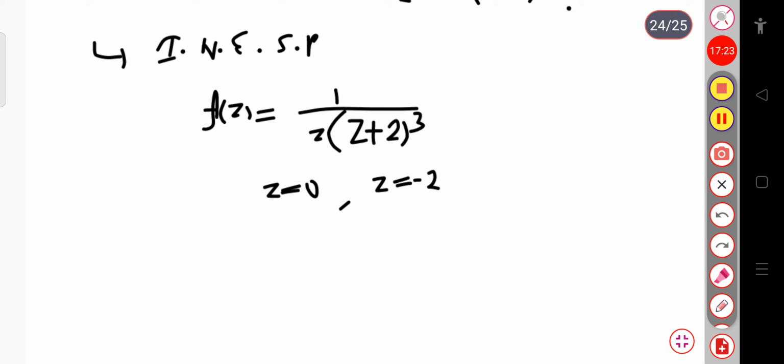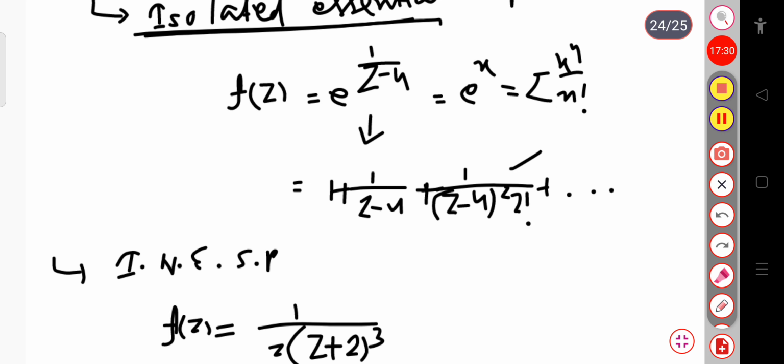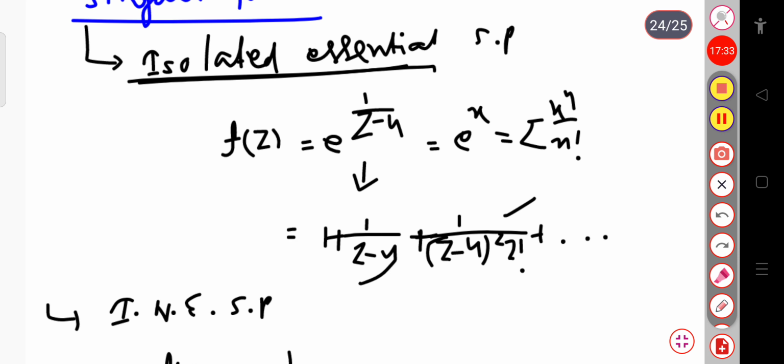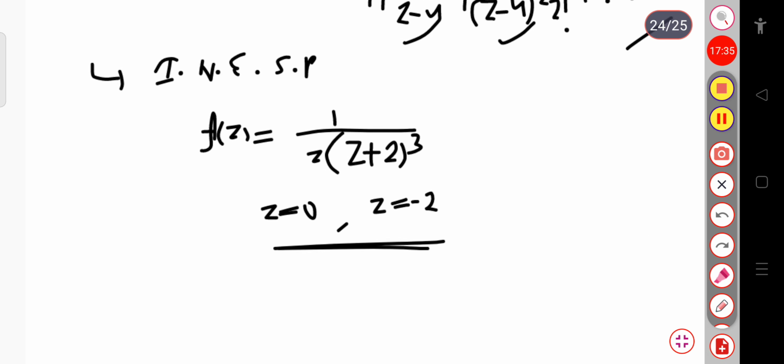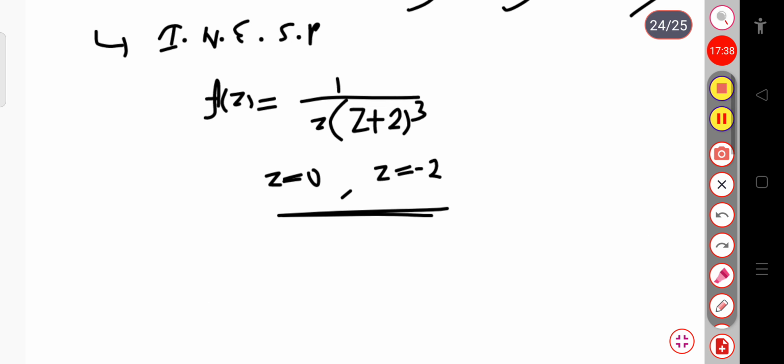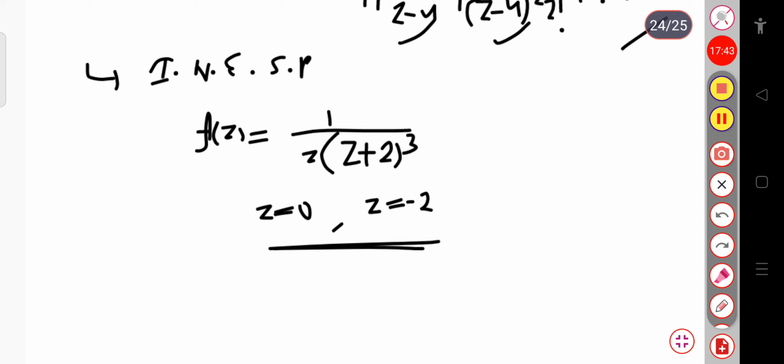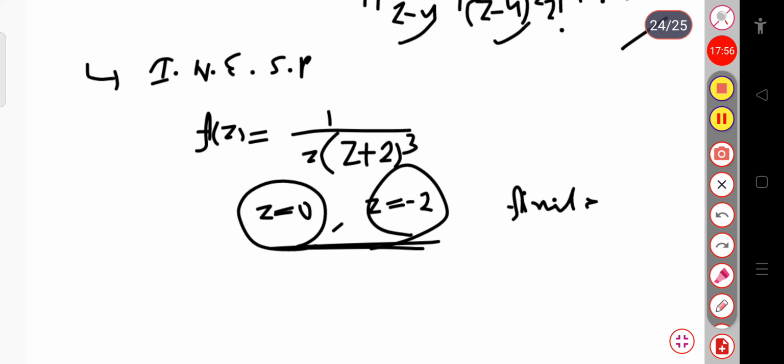But here the principal part of the Laurent series expansion contains a finite number of terms. In the previous case there are an infinite number of terms possible, but in this case, the isolated non-essential singular point, it contains a finite number of terms. So that's why it is called the isolated non-essential singular point. This is for z equal to 0, and z equal to minus 2 as well.